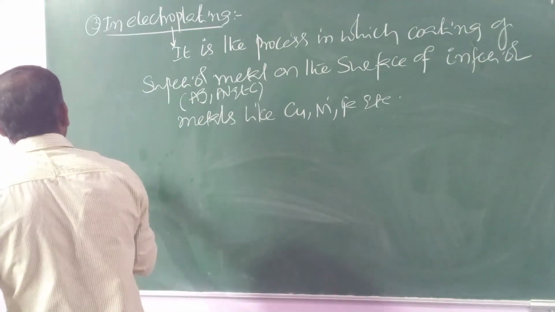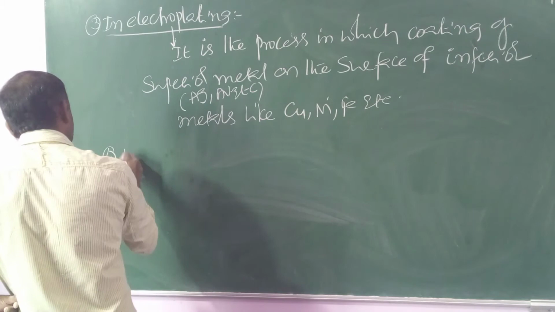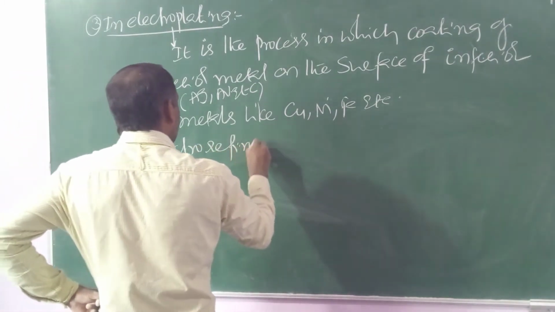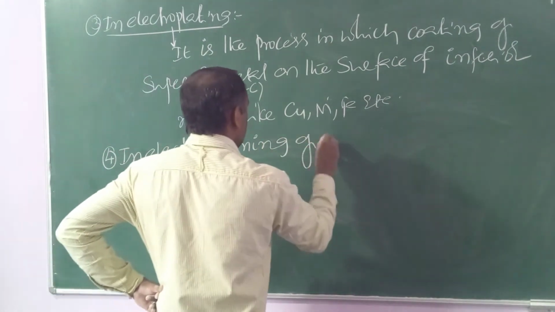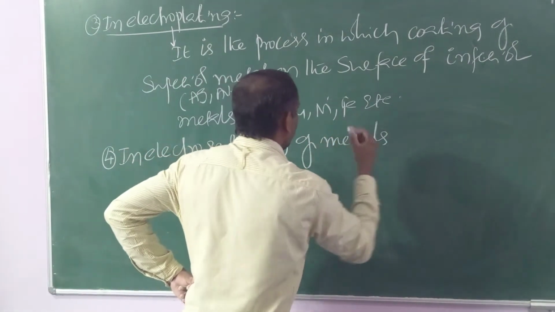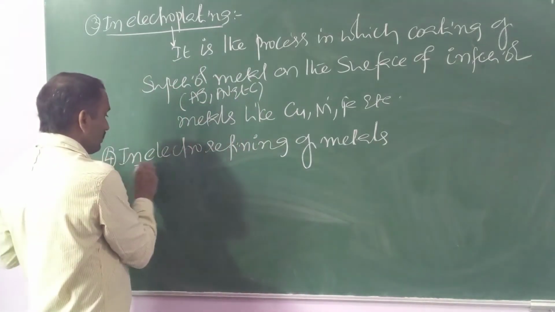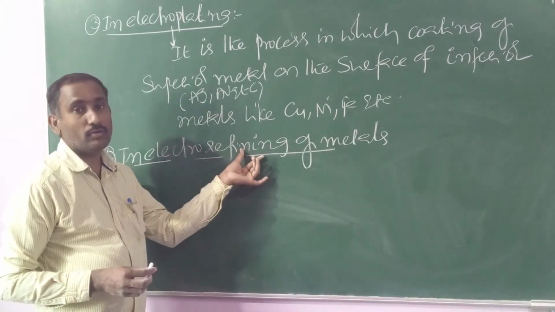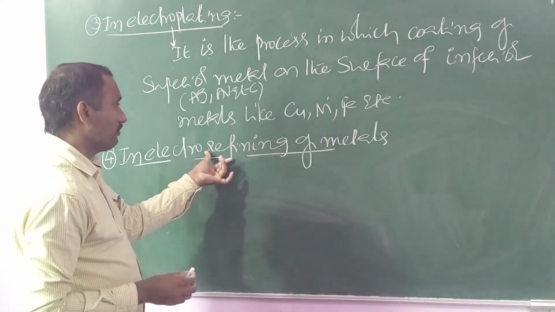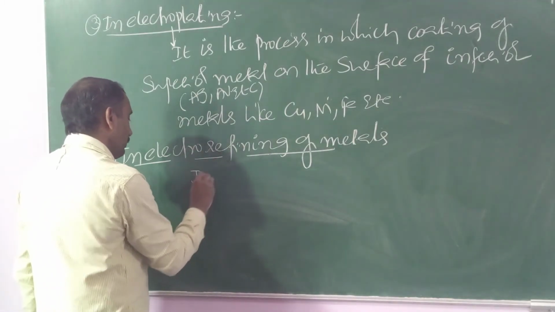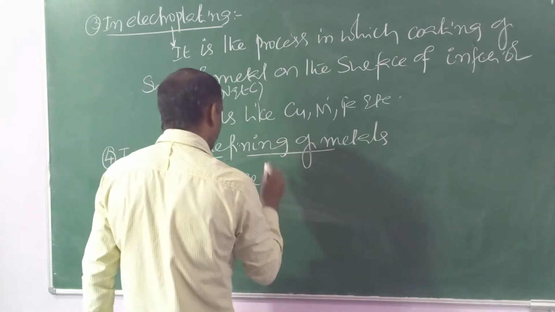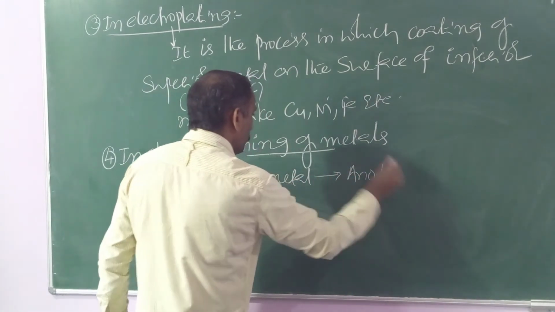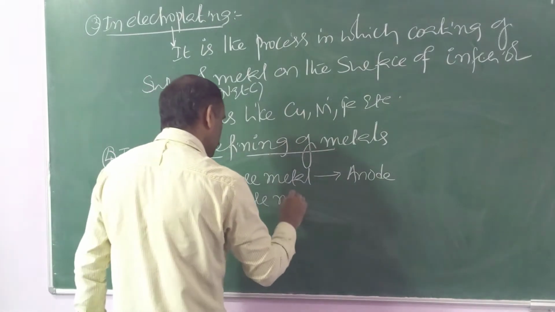Next, in electro refining of metals. Actually it will come in the metallurgy chapter. With the help of electrolysis, we can purify metals by electro refining. In general, in electro refining of metals, impure metal is taken as the anode and pure metal is taken as the cathode.